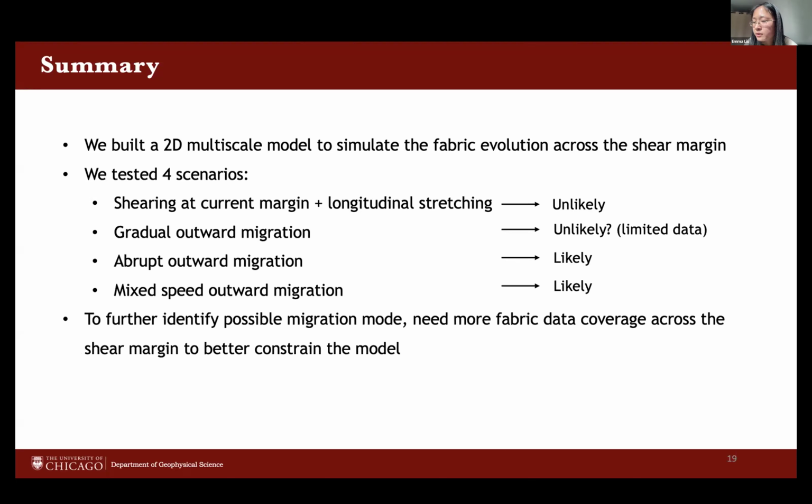So to do more quantitative analysis, we need additional tests, and it will also be great if we have additional data. But these results so far suggest that ice fabric could act as a valuable record of the past shear margin dynamics. So I would like to stop here.